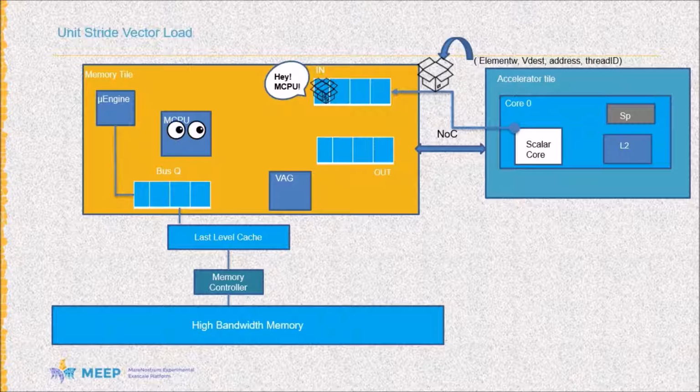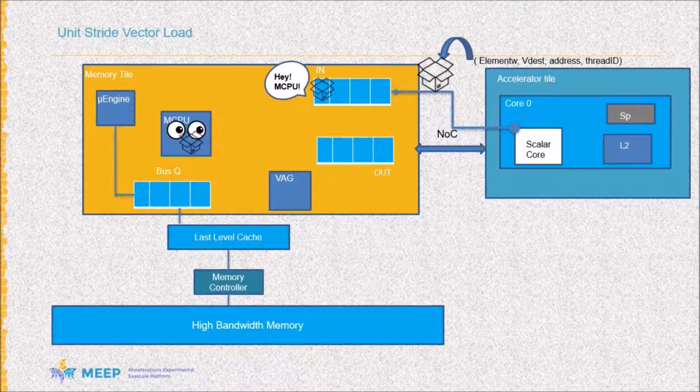The MCPU in turn peeks into the queue to check whether the instruction is in fact meant for the MCPU. This is important because some instructions, such as those that carry data to be stored, are consumed by the microengine instead of the MCPU. Since the transaction is destined for the MCPU, it pops the transaction, essentially removing it from the queue. At this juncture, the MCPU needs resources for the instruction. It therefore checks whether the microengine and the vector address generator are available.